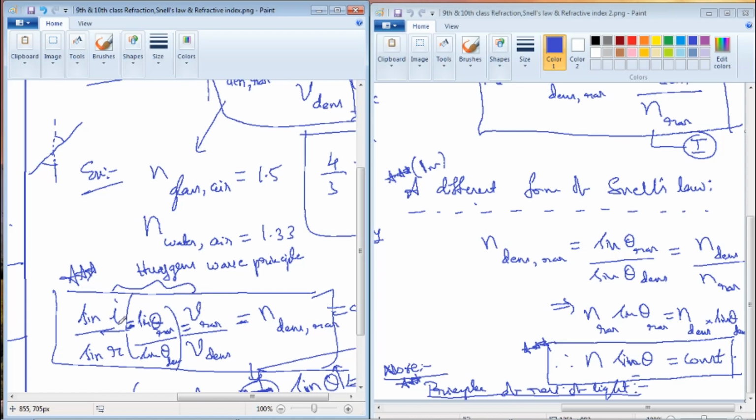Many textbooks follow this, so there is no confusion in this. The important thing is simple: the same symbols I and R are used for the rarer and denser medium. I is always the rarer medium, R is always the denser medium.